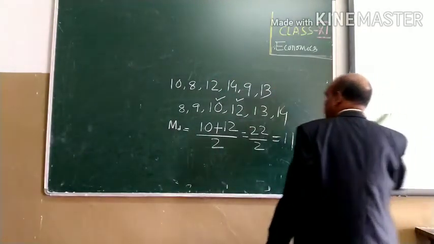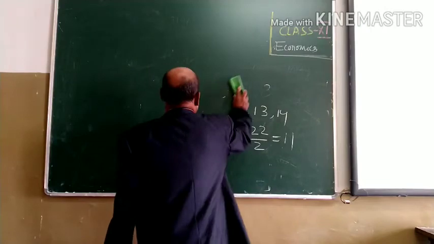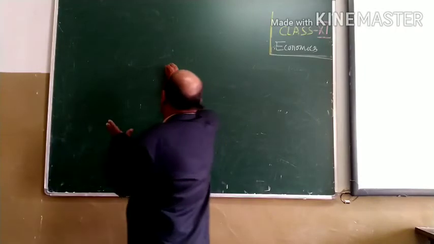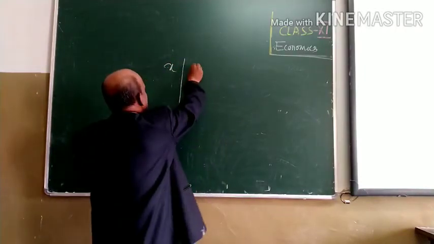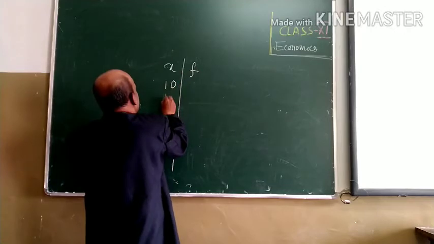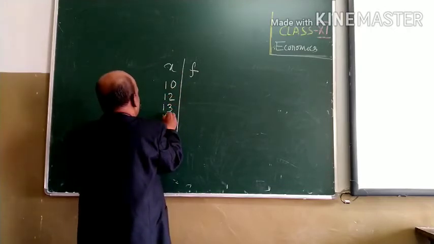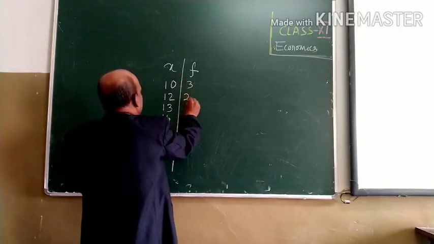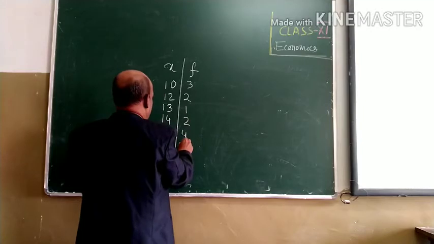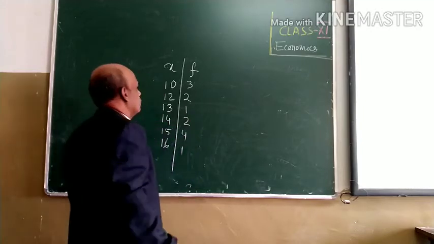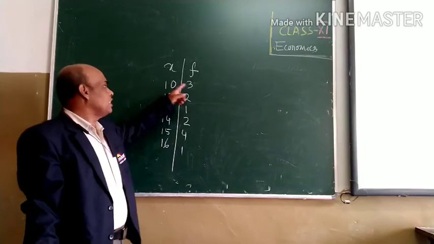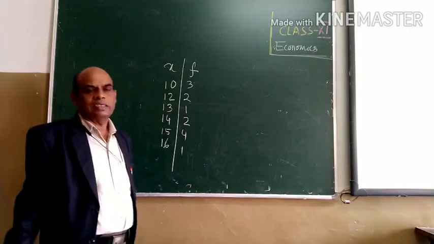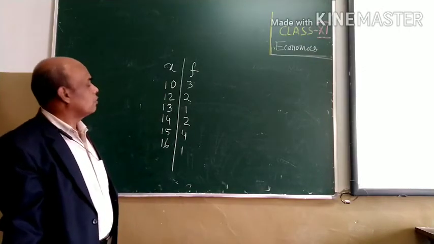Suppose data is like this way, X, F. For 3 times, 12 each for 2 times, like that way data are given. How can you detect the median?